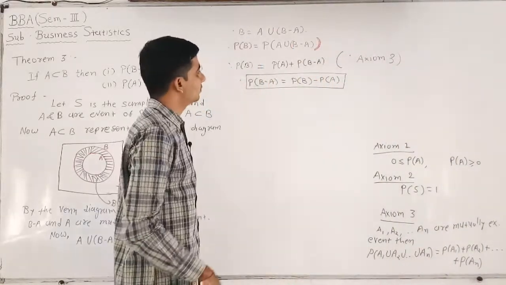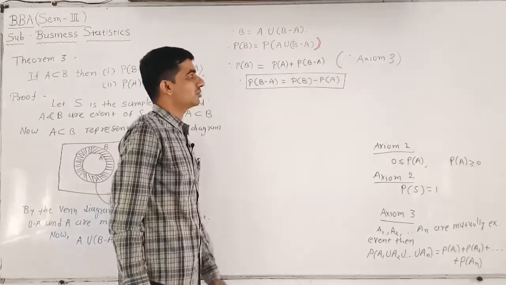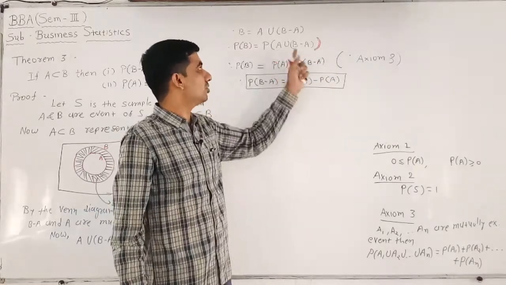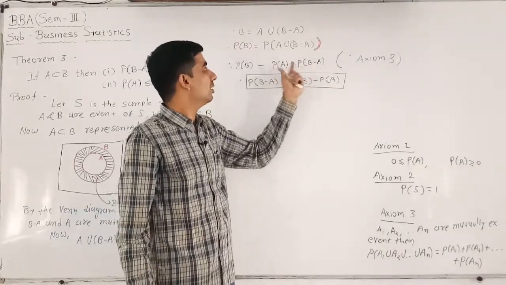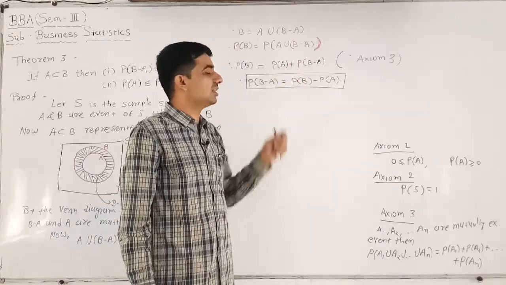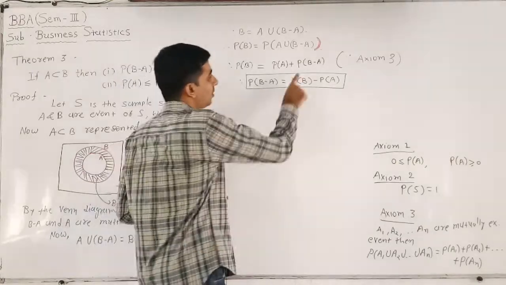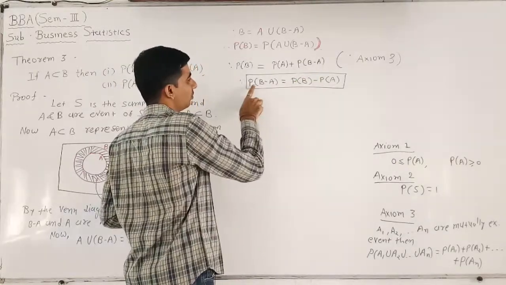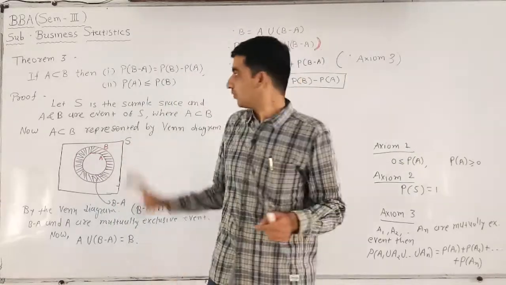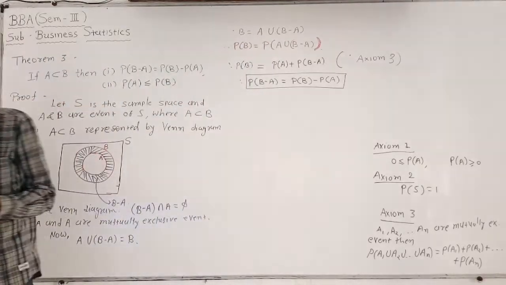equal to P of A plus P of B minus A by axiom number 3 પૂર્વધારણા નંબર 3 પરથી એવું કહી શકાય કે આ બંને મ્યુચ્યુઅલી એક્સક્લુઝિવ ઇવેન્ટ છે તો આ બંનેમાં P of A અને P of B minus A અને બંનેની વચ્ચે એડિશન સબમેશનની સાઇન આવશે. So finally P of B minus A ને અહીંથી સૂત્રનો કરતા કરીએ તો P of B minus A is equal to P of B minus P of A.